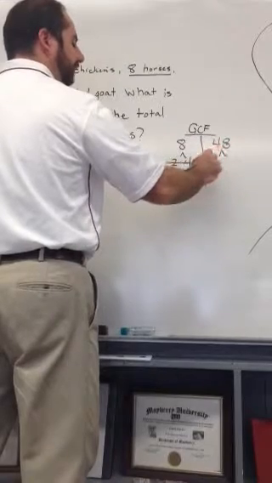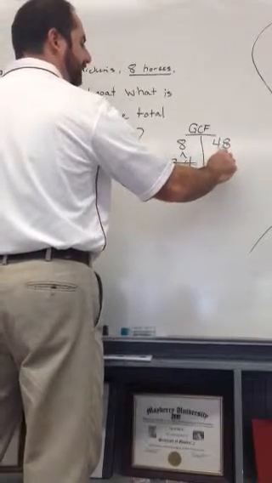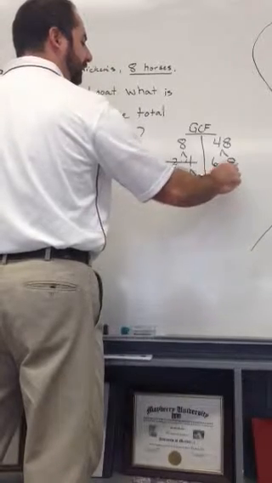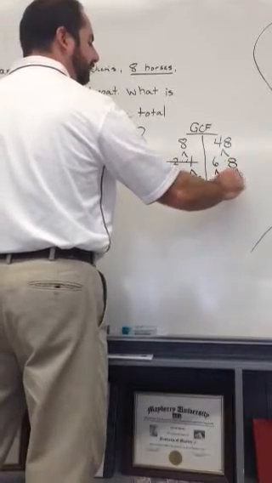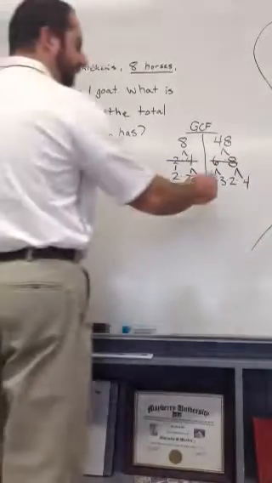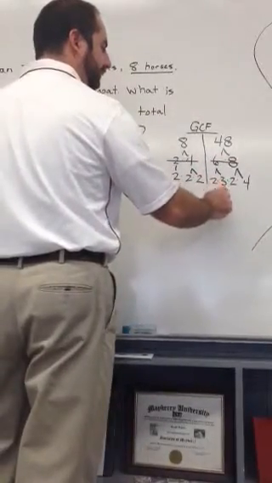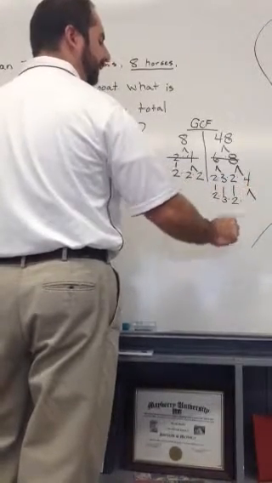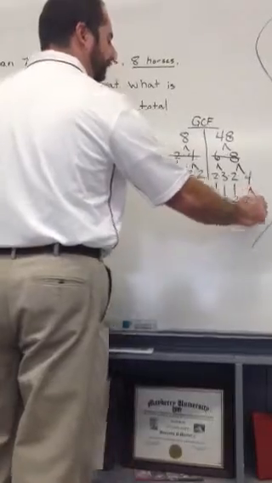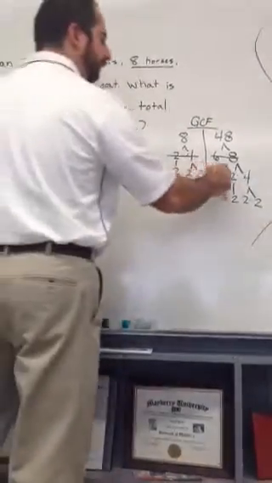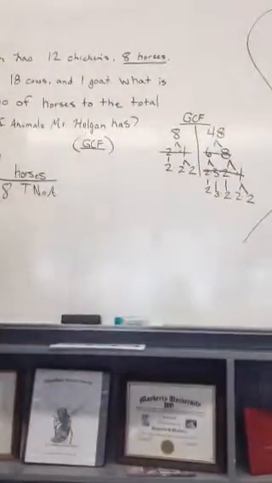48 will break down to 6 times 8. 6 will break down to 2 times 3. 8 will break down to 2 times 4. We are still not finished, however, because 2 times 3 times 2 must also have 4 broken down to 2 times 2.